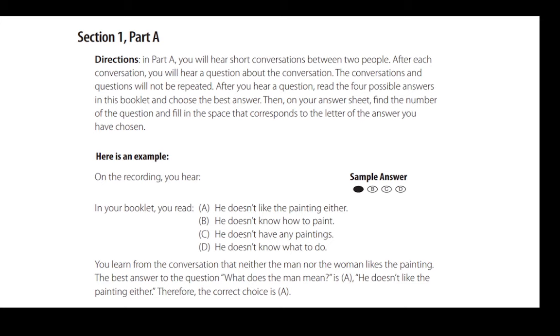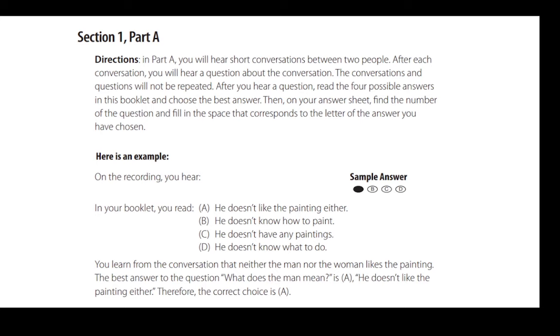Here is an example. On the recording, you hear, "I don't like this painting very much." "Neither do I." What does the man mean? In your test book, you read, A. He doesn't like the painting either. B. He doesn't know how to paint. C. He doesn't have any paintings. D. He doesn't know what to do.